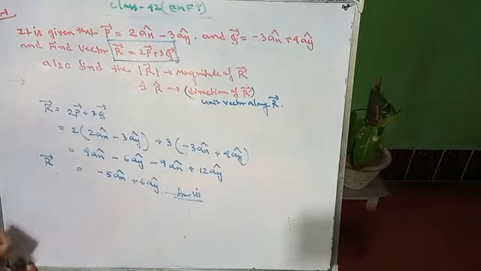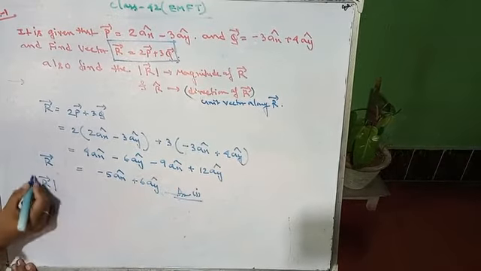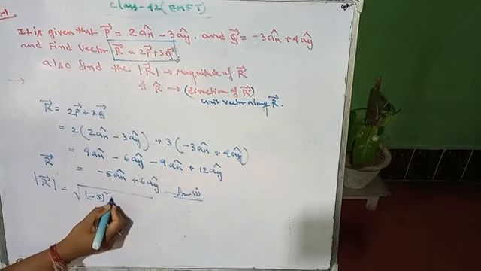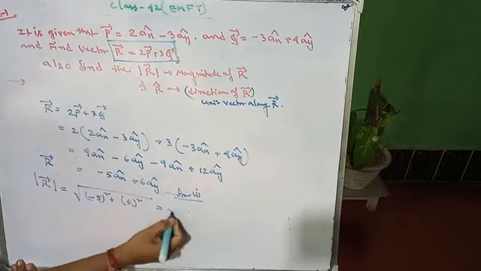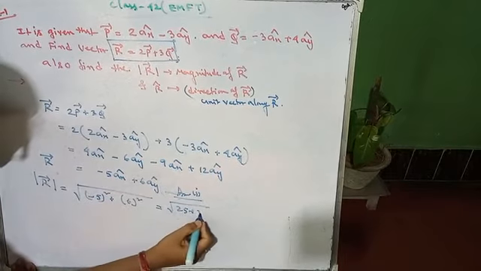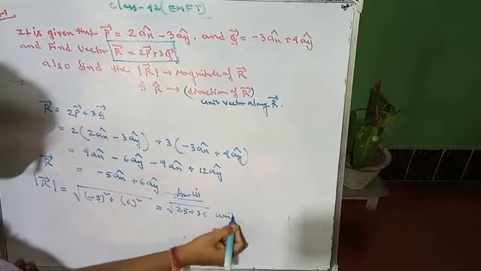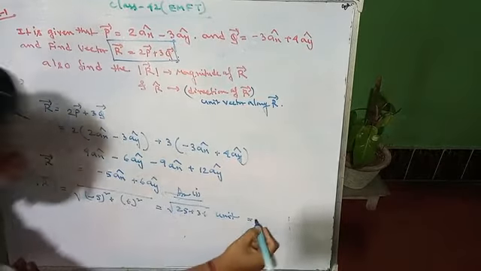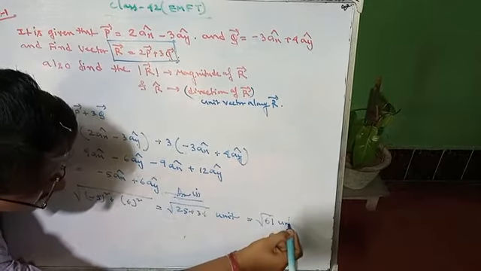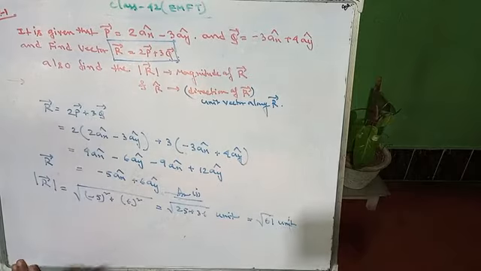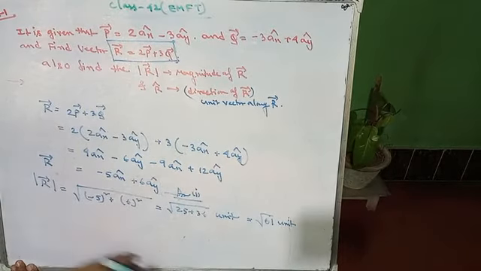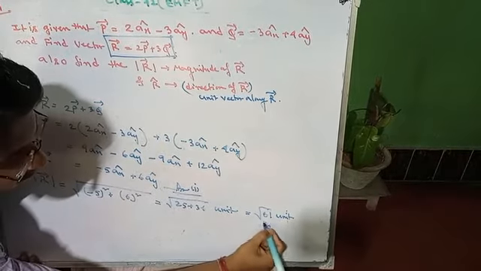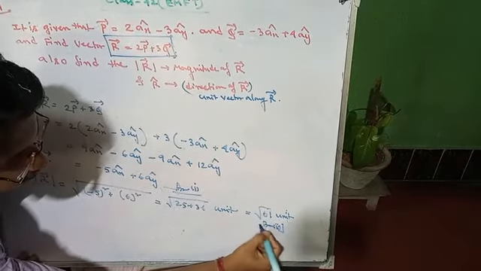Your answer number 2 is the modulus of R, that is the root over of minus 5 whole square plus 6 square. So your answer will be 25 plus 36, which equals root over of 61 unit. You have to write the unit over here. Whatever the result, you can use your calculator and get the exact value. So root 61 unit is your answer number 2.